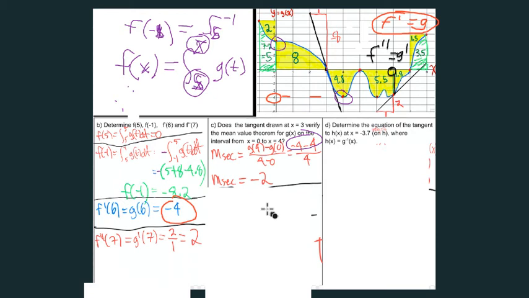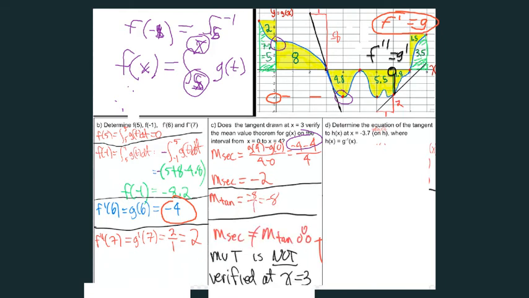If the mean value theorem is verified by the tangent at 3, then we would definitely have a slope of negative 2. But if we look at this tangent that's drawn here, we can see that the rise is negative 8, the run is 1. So 1 over and 8 down. Well, so your tangent slope is negative 8. So no, the mean value theorem, MVT, is not verified at x equals 3.